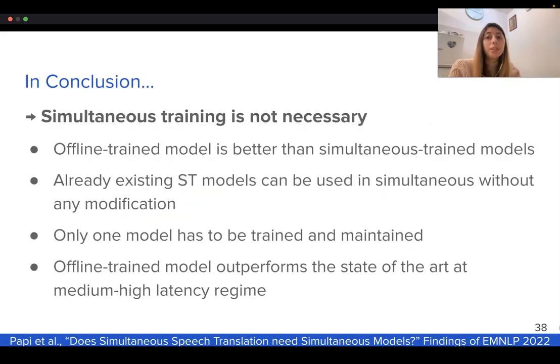So we can conclude that the simultaneous training is not necessary, that the offline trained model is better than the simultaneous trained models if we consider the WK policy, and that already existing ST models can be used in simultaneous without any modification. And so it means also that only one model has to be trained and maintained to perform both the offline and the simultaneous tasks, and that the offline trained model also performs at the state-of-the-art at medium high latency regime, especially if we consider the computationally aware metrics.